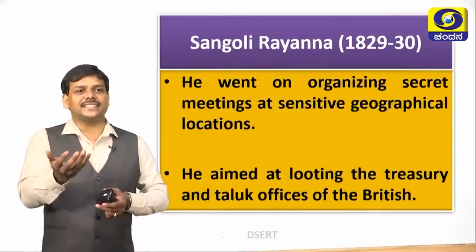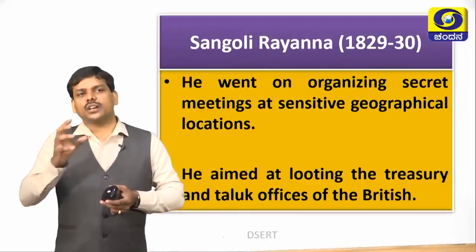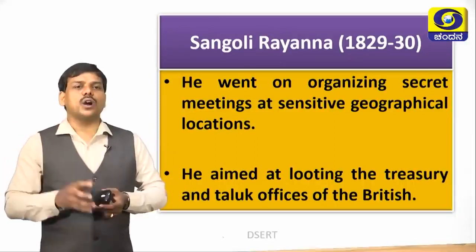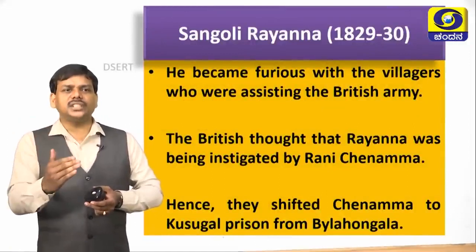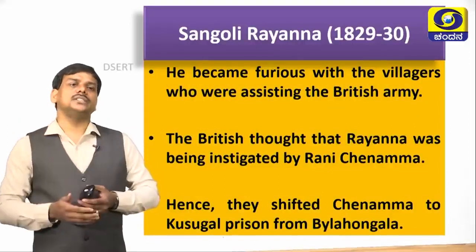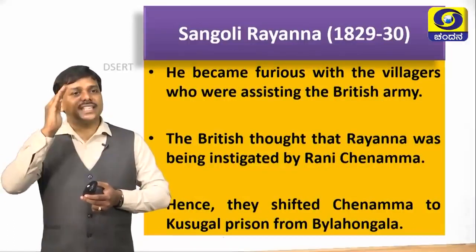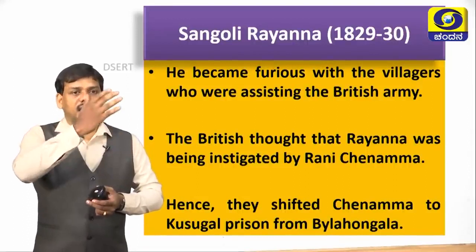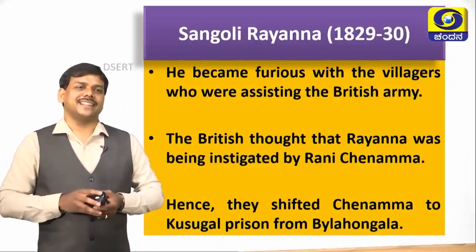After his release, he went on organizing secret meetings at sensitive geographical locations. He aimed at looting the treasury and taluk offices of the British. He became furious with the villagers who were supporting the British army. The British thought that Rayanna was being instigated by Rani Chennamma. That's why they shifted Rani Chennamma from Bailahongal to Kusugal prison.